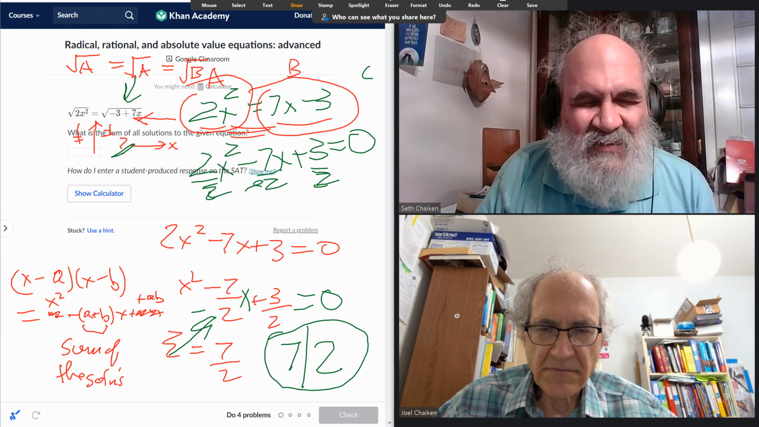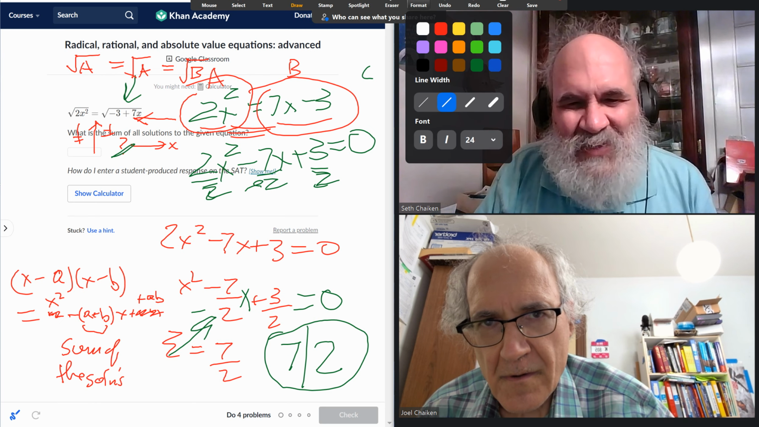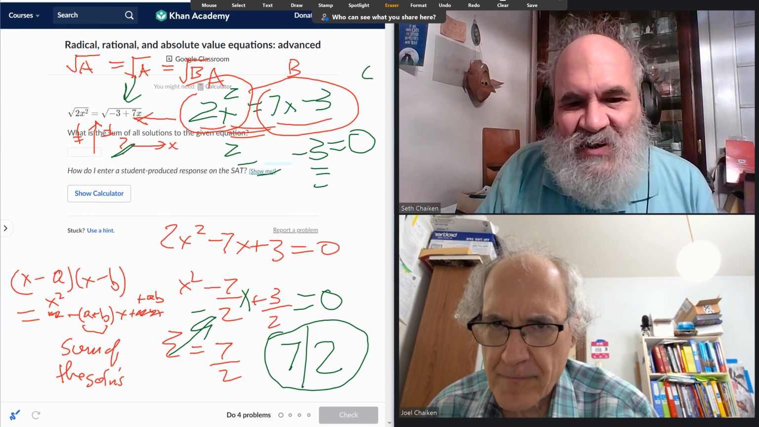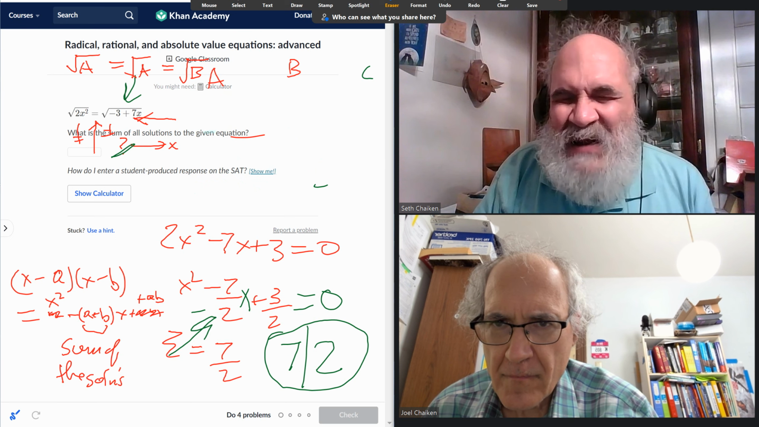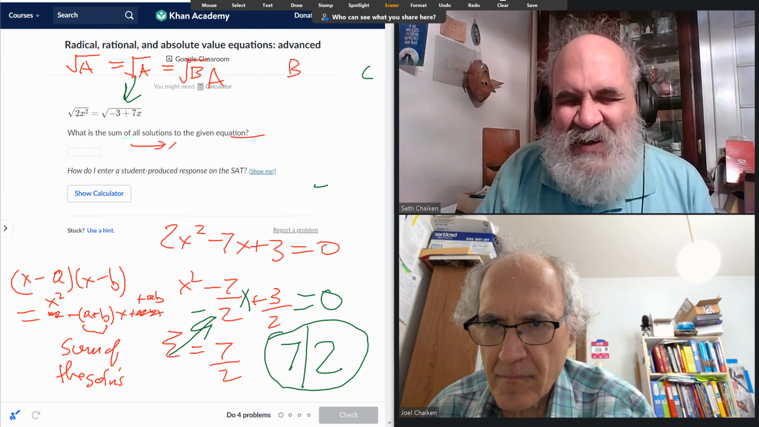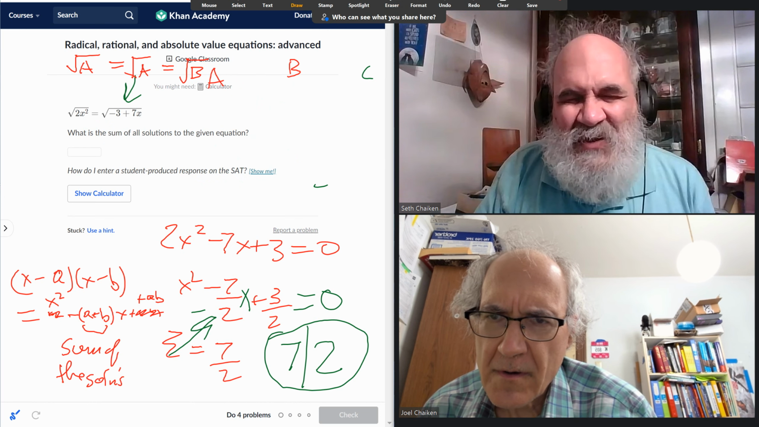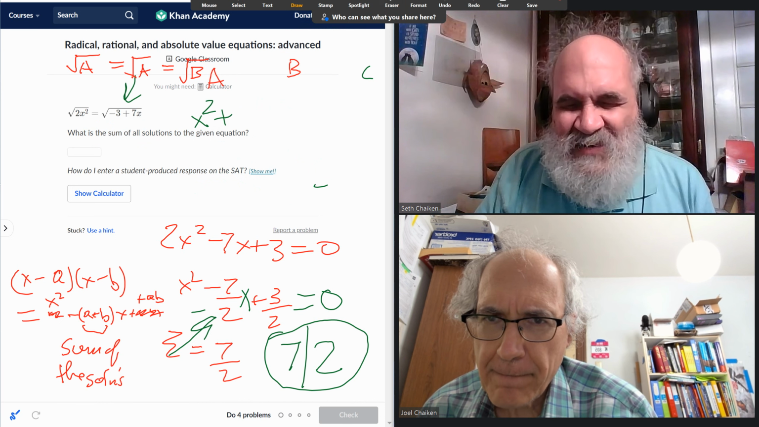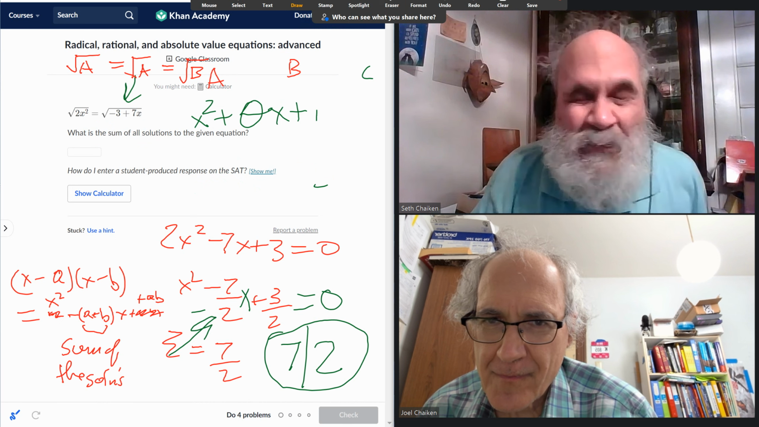X squared is not the power of x, whose coefficient is the coefficient of x. Now, the sum of the solutions, Joel said, is that when you have the equation in the monic form, where the coefficient of x squared is 1, you get the sum of the solutions by taking the coefficient of x and taking the negative of it. So the sum is 7/2.